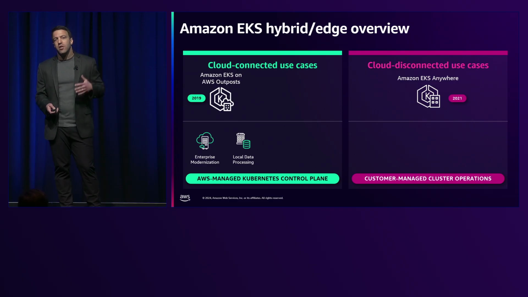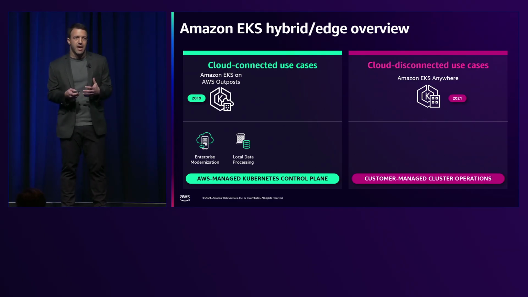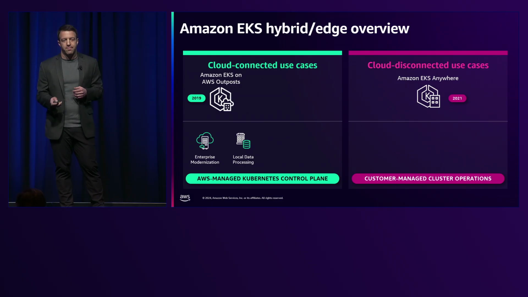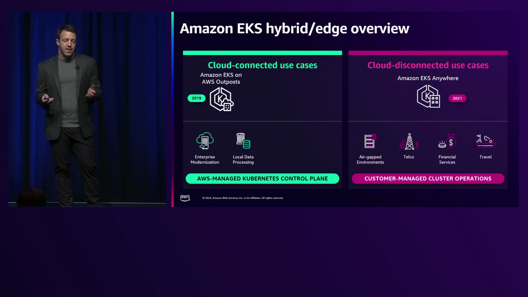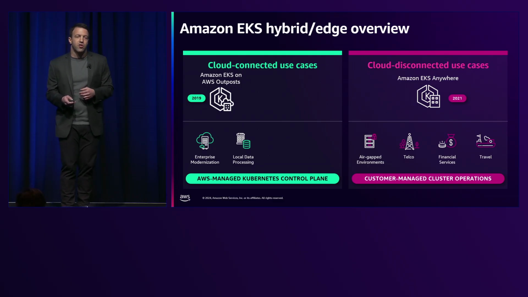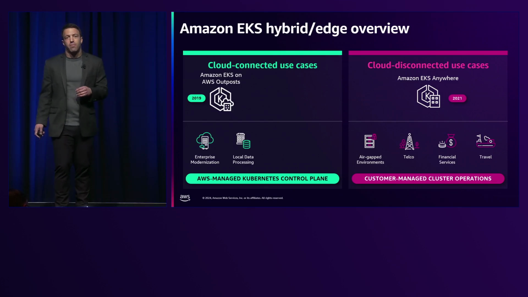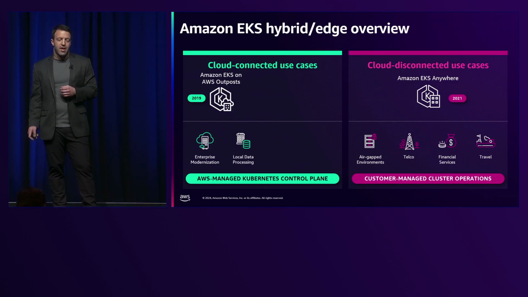EKS-A is especially popular with customers that have stricter requirements around their on-premises networking or need to operate in locations with disconnected, disrupted, intermittent, and limited network connectivity. Such use cases include telco applications that need to run on bare metal at the far network edge, financial services apps that face stricter networking and regulatory requirements, and applications run by travel and hospitality firms operating cruise ships that may not have internet connectivity for days or weeks at a time.